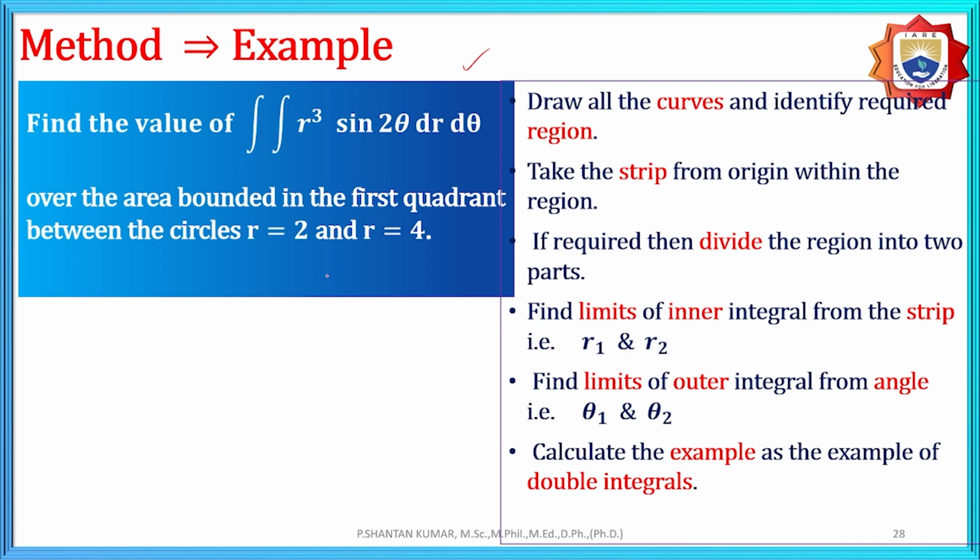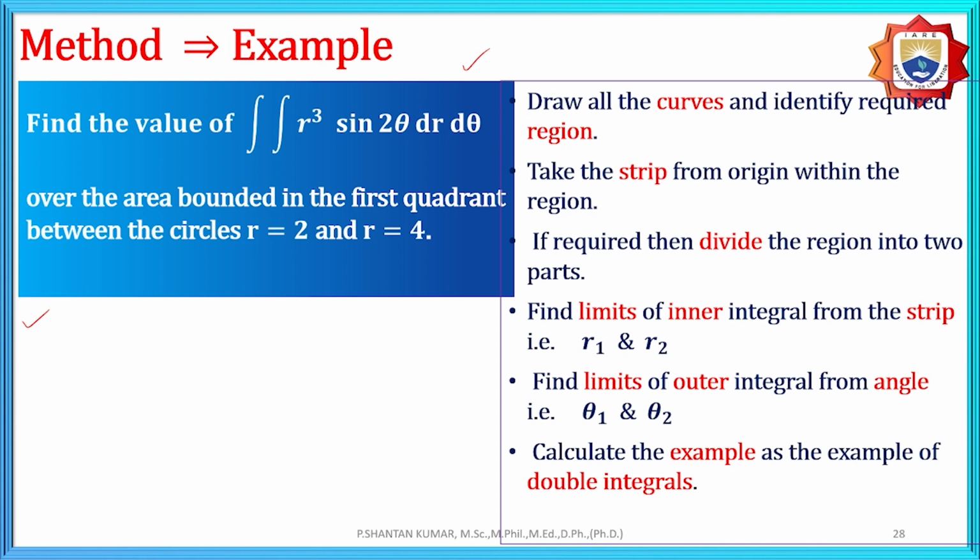do that problem, we discuss: find the value of the double integration of r cube into sine 2 theta dr d theta, over the area bounded in the first quadrant between the circles r is equal to 2 and r is equal to 4. While we are observing here, the problem has not directly given the limits. Here the equation is given in polar coordinates. That means whatever we discuss here, with the help of the diagram, based upon the diagram, we need to draw the diagram. Here already we discussed that the r limits are 2 and 4.